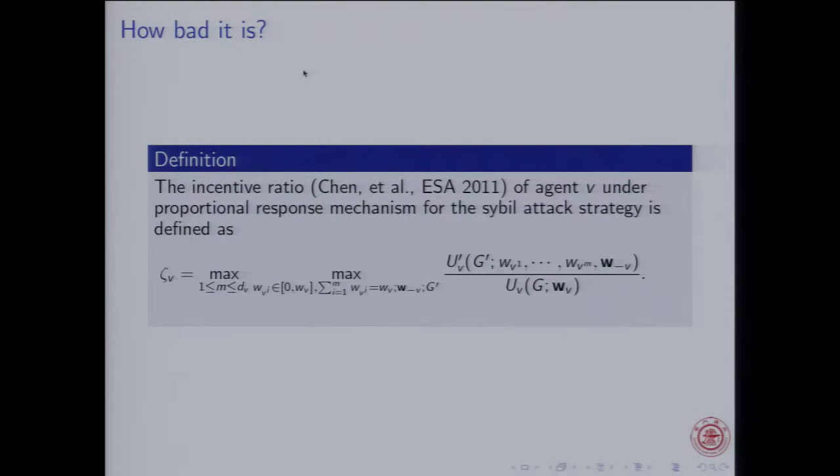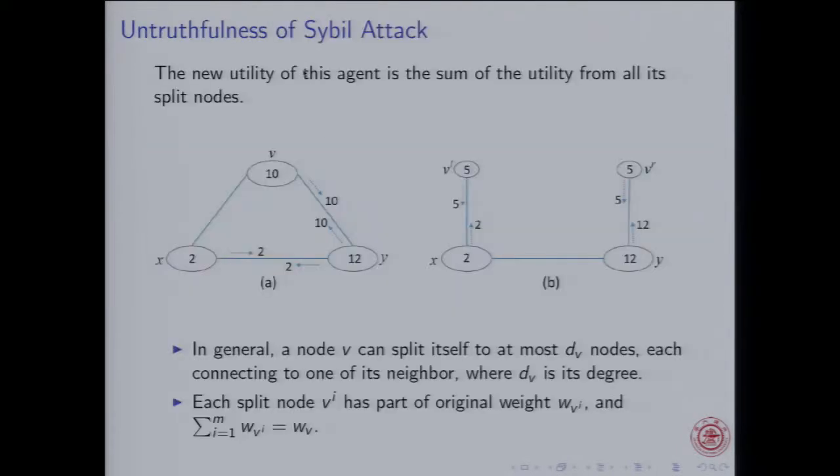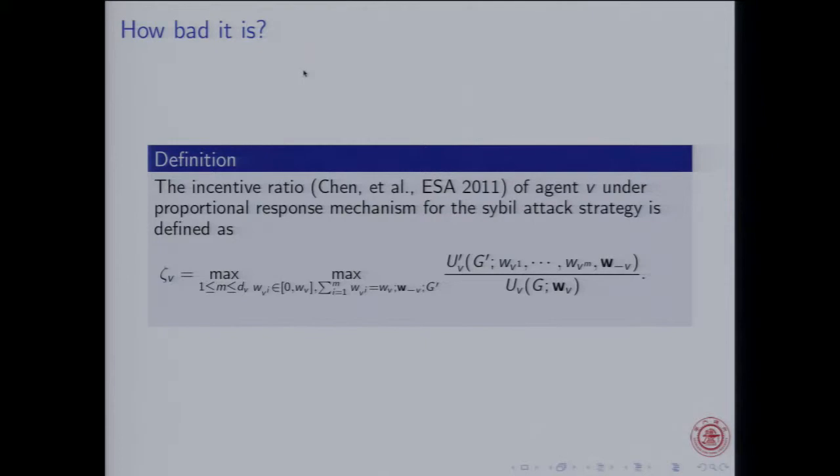And since we know that this mechanism is not incentive compatible against this strategy, we are asking how bad this strategy will be for the mechanism. So we introduce this concept of incentive ratio. Incentive ratio is a measure of the maximum utility one can get through strategic behavior divided by its original utility.